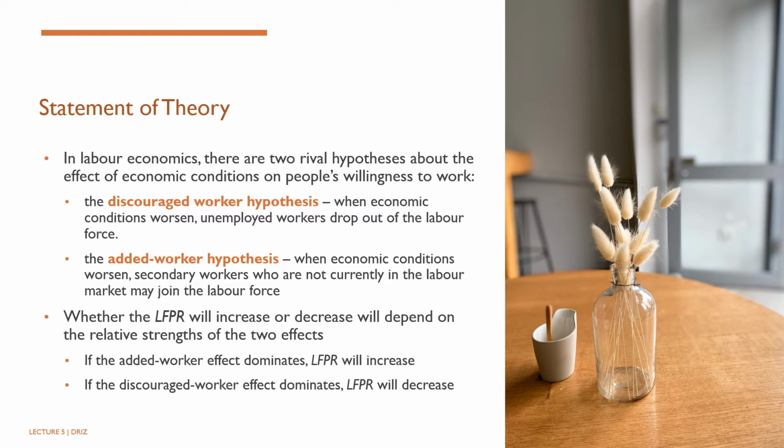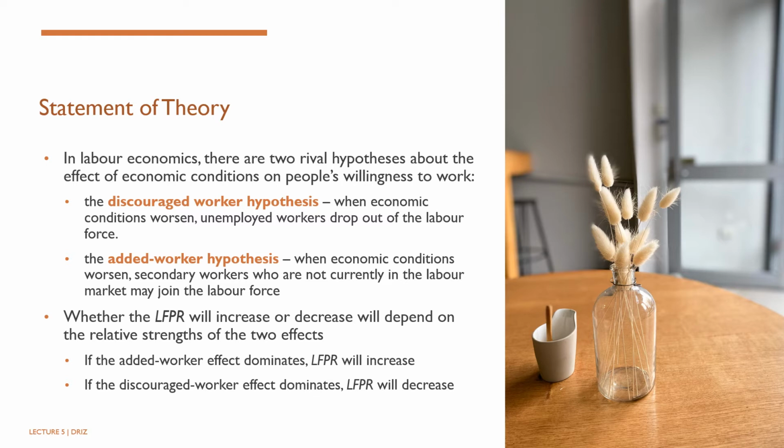The discouraged worker hypothesis states that when economic conditions worsen, as reflected in a higher unemployment rate, many unemployed workers give up hope of finding a job and drop out of the labor force. On the other hand, the added worker hypothesis maintains that when economic conditions worsen, many secondary workers who are not currently in the labor market, for instance, mothers with children, may decide to join the labor force if the main breadwinner of the family loses his job.